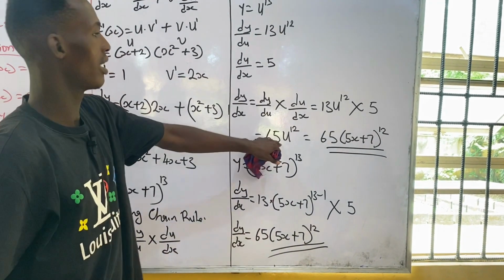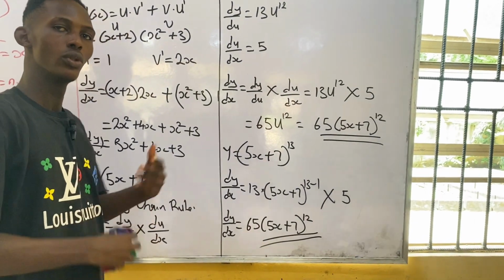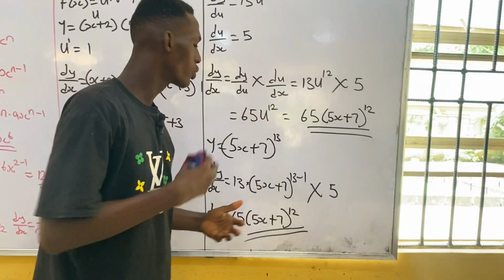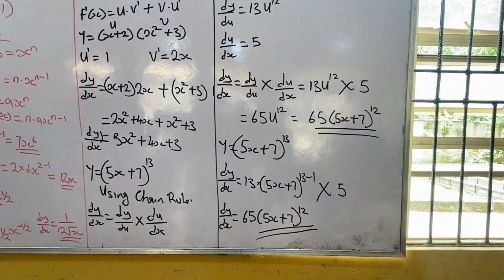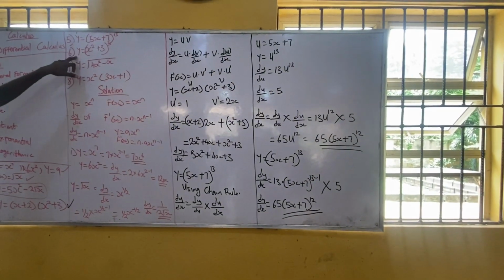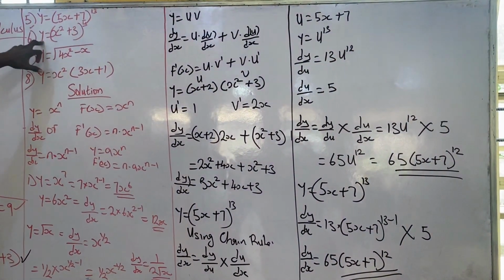Can you see that we both arrive at the same answer? It's just that this core rule is like a shortcut for you to solve things faster. Are you with me? Now, this number 6, I'll be leaving it for you guys to solve. So this is your assignment.